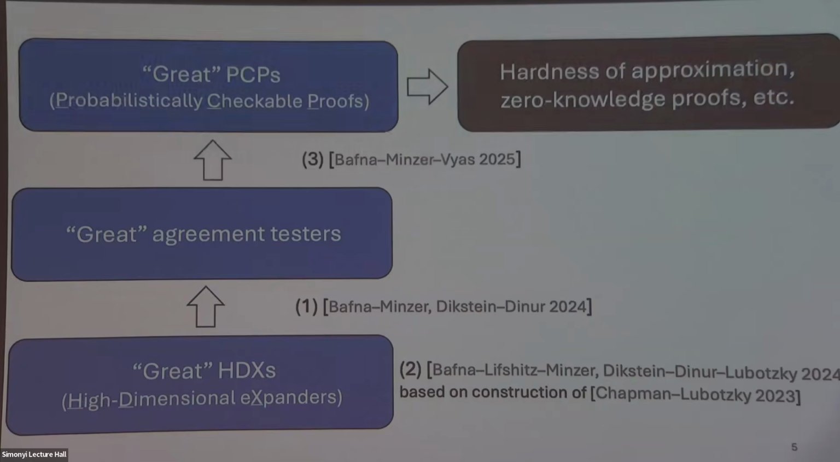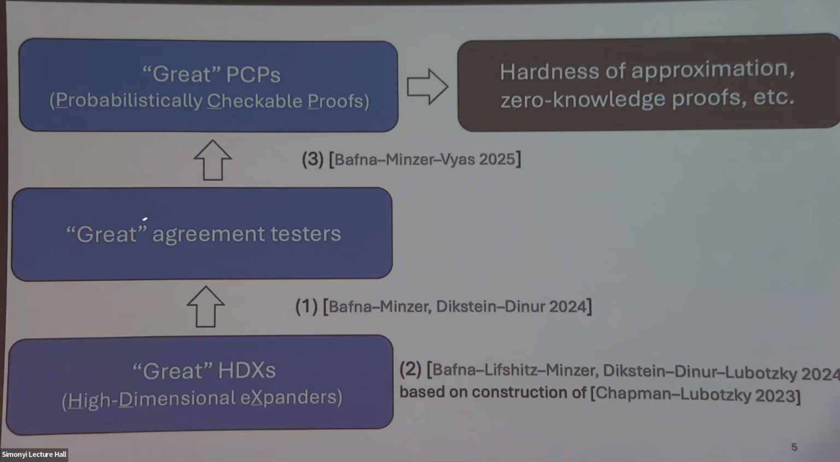And so using these great HDXs, they could then plug into these implications and get these great agreement testers. And then following up on this, last year, there was another paper by Bafna and Minzer and Vyas that showed using these great agreement testers, you could get great probabilistically checkable proofs. And here great also has some technical meaning, like quasilinear length and constant or low constant soundness. And this has some implications. For instance, they prove ETH hardness of approximation that is better for some problems.